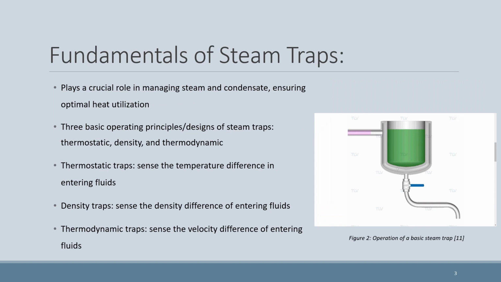As stated before, steam traps play a crucial role in managing steam and condensate, ensuring optimal heat utilization, which can be affected by the presence of unwanted substances. The basic functionality of a steam trap can be seen to the right.